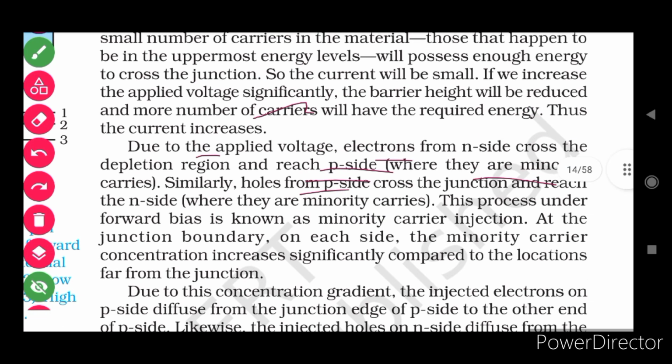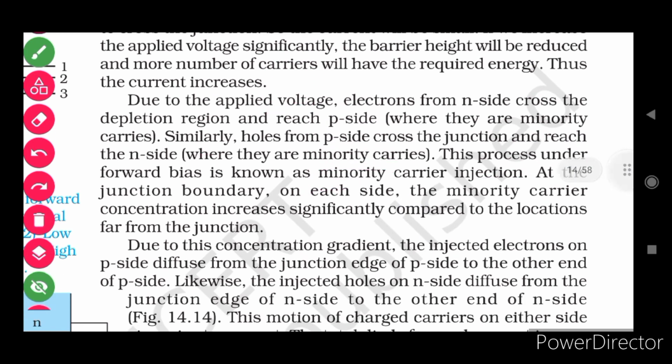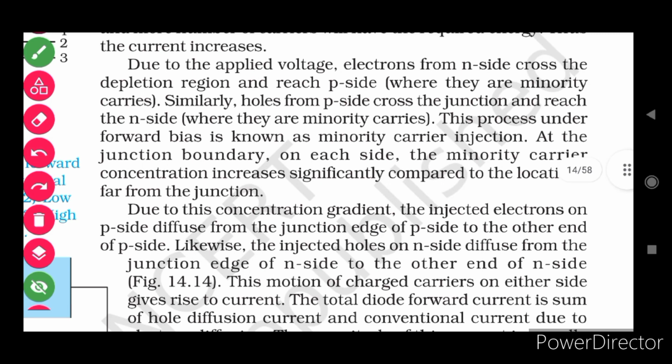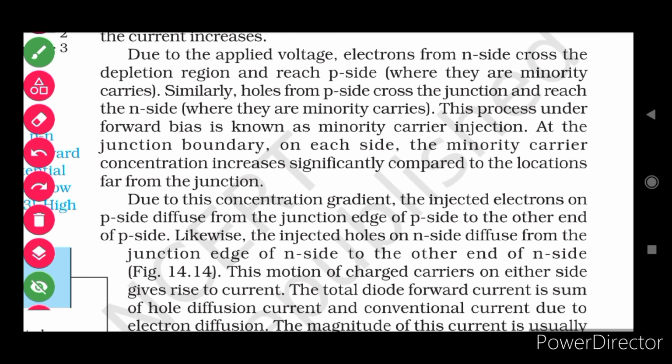Due to the applied voltage, electrons from the n side cross the depletion region and reach the p side. Similarly, holes from the p side cross the junction and reach the n side. This process under forward bias is known as minority carrier injection. A term is there, minority carrier injection.